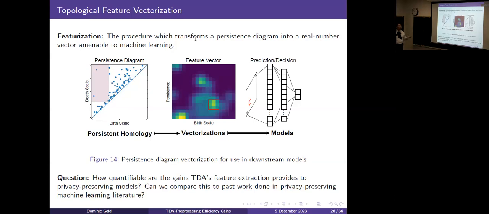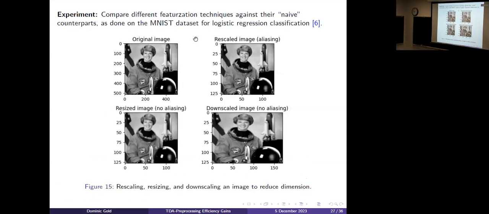And is there anything in the literature that we can perhaps compare this to in the past, to see if we have any improvements, or if we can improve past work, or maybe even avoid some of the problems that they've had in the past as well? So what we did was we did a small experiment.